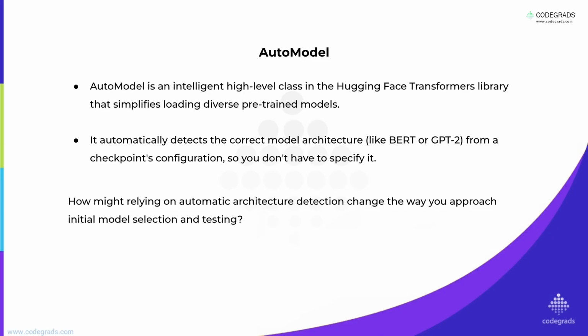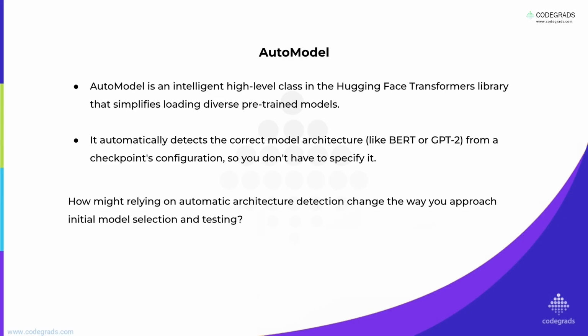Auto Model. So, what is Auto Model? Think of it as your universal remote for loading powerful pre-trained AI models. The Hugging Face Hub has thousands of these models already trained on vast amounts of text.